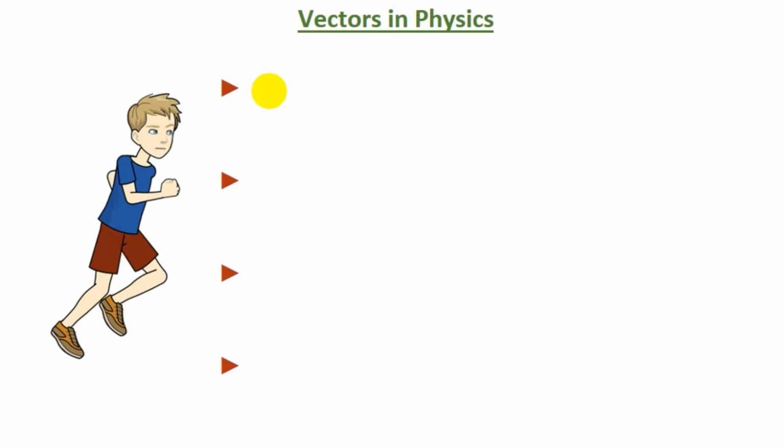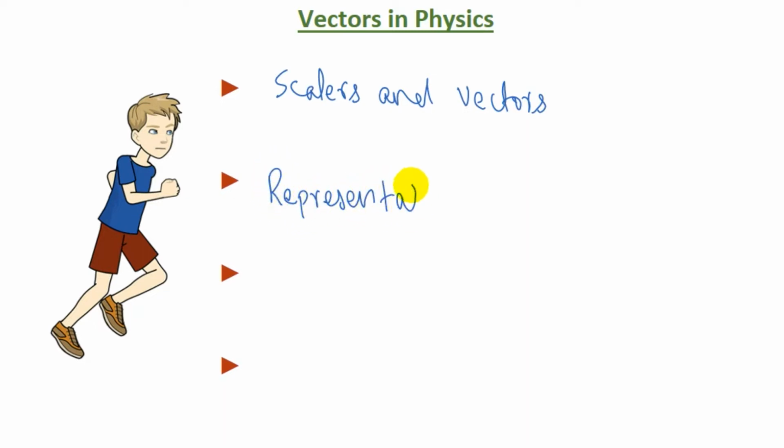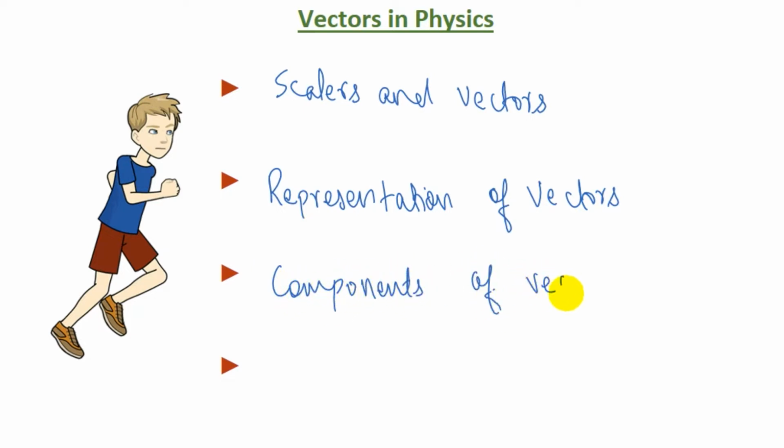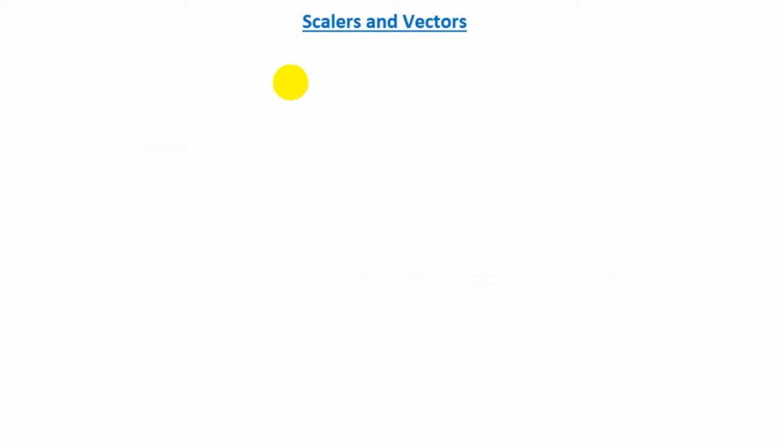The first topic would be scalars and vectors. The next topic will be representation of vectors. And then we'll study the component of vectors. And finally, we'll take some examples based on the concept that we're going to study in this video. So let's start with the first topic of this chapter, that is scalars and vectors.